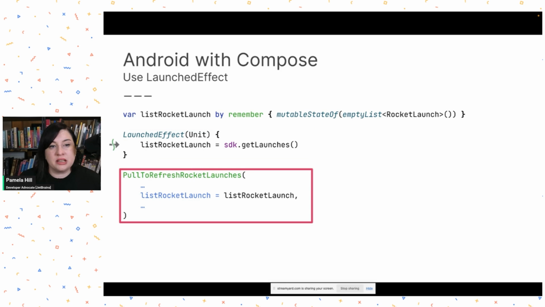Now, when that list of rocket launches actually gets a value, that will cause the recomposition of this composable function, PullToRefreshRocketLaunches, which consists of a pull to refresh control and a lazy list of rocket launches. So that will populate the whole rocket launches list.